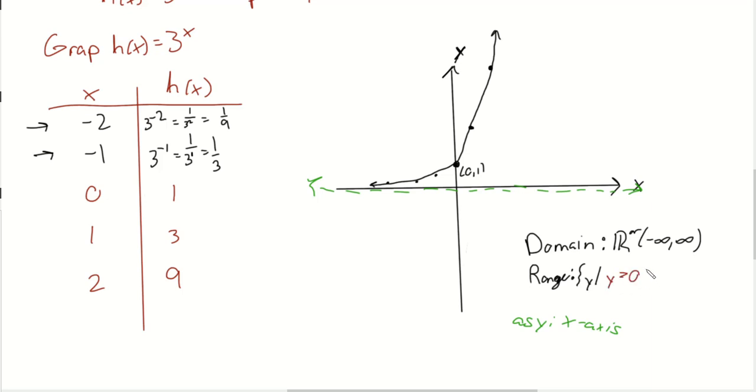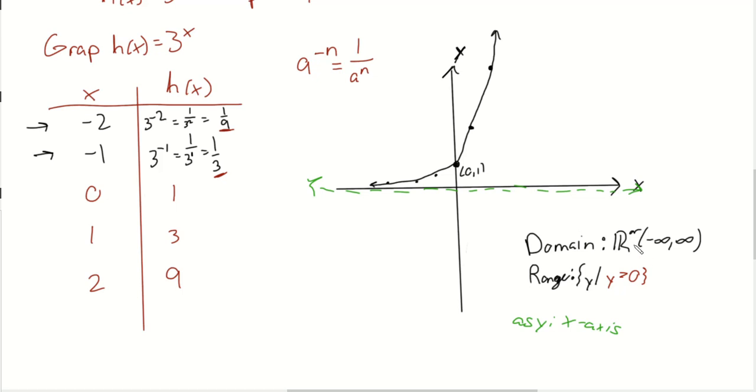Yep, you're right. Are the points 0, 1, 1, 3, and 2, 9 the points that we were plotting, or all of them? We're plotting all of them, so it's also 2, 1/9 and negative 1, 1/3. How did you get 3 to the negative 2 to 1/9? Remember our property of a to the negative n also equals 1 over a to the n? Yeah, it's that same thing.